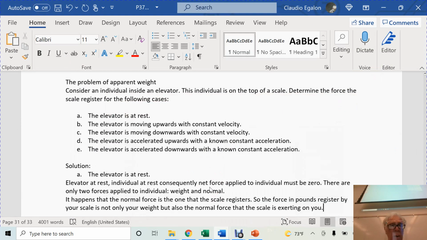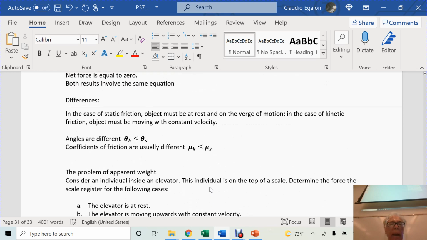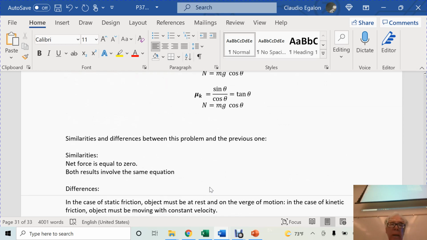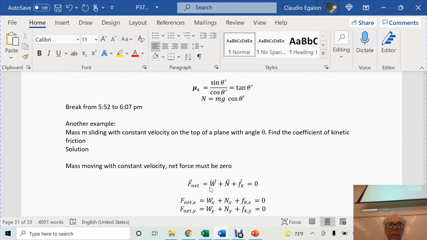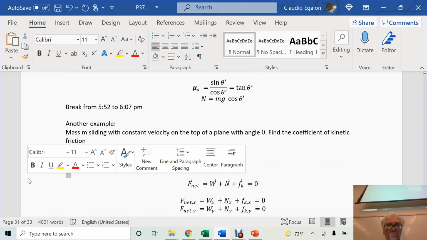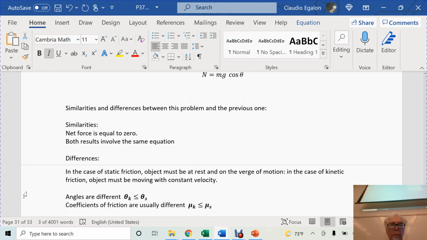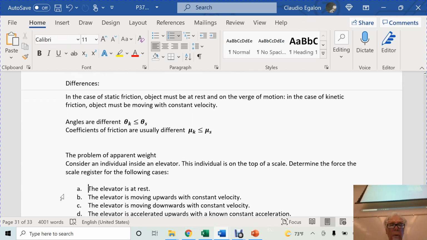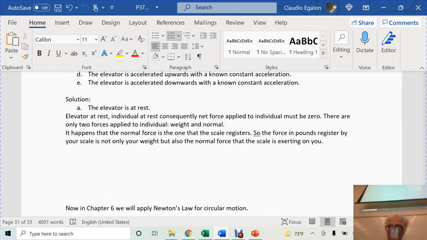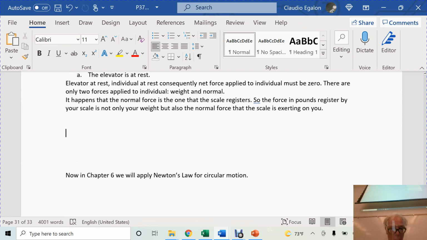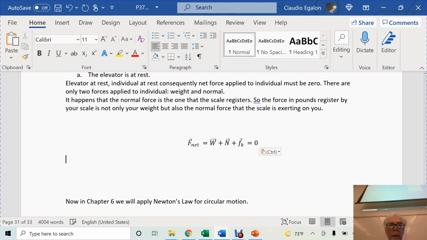So here we go. I have to get my equation. What time is that? 6:42. We have to finish that later on, but let me finish this one at least, right? Net force is going to be the weight and the normal, and because the individual is at rest, it's going to be equal to 0.